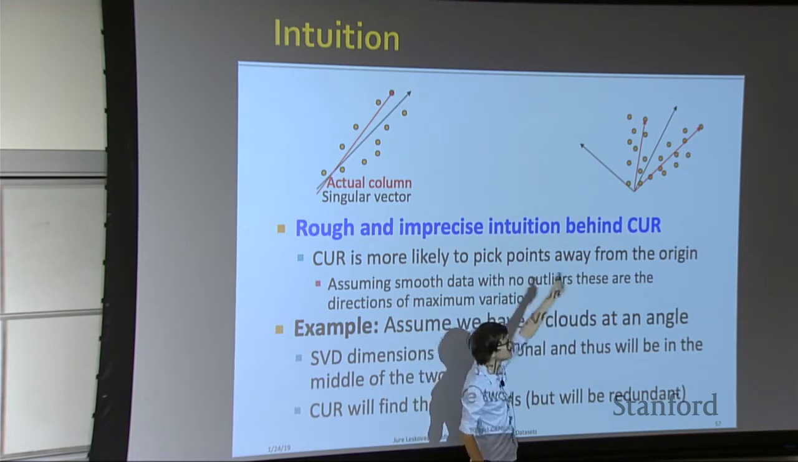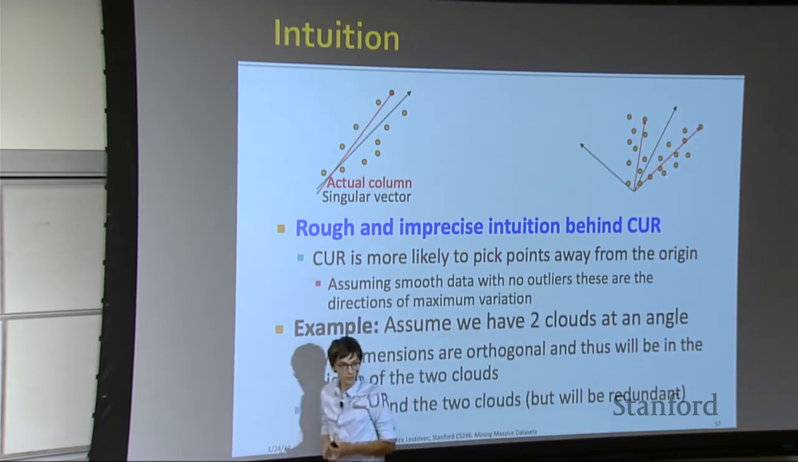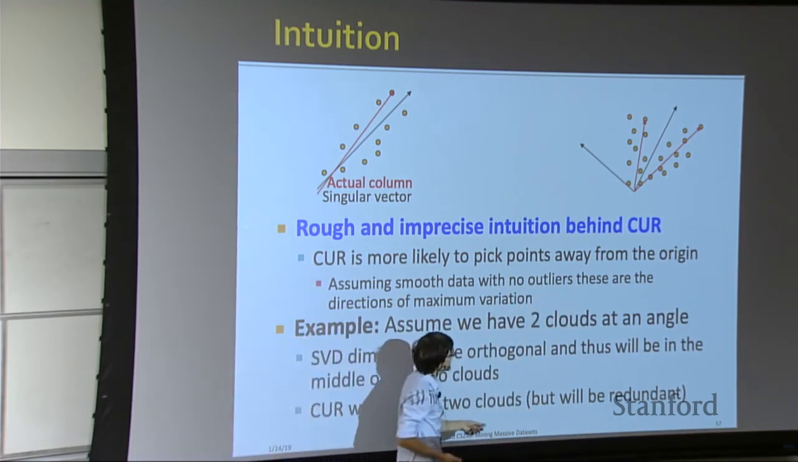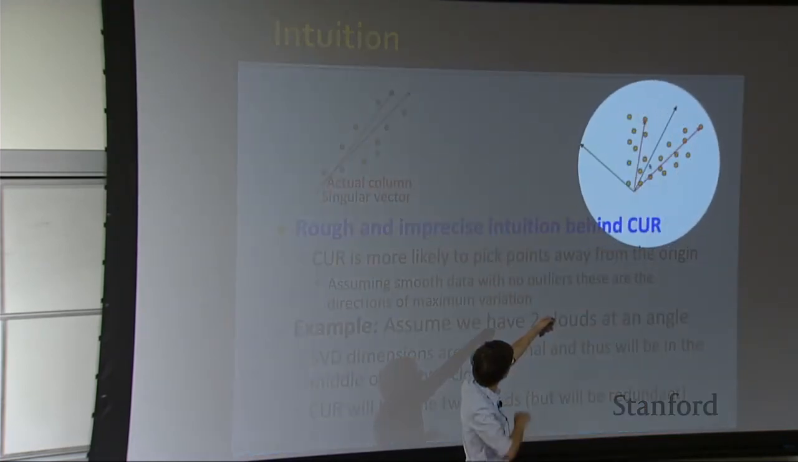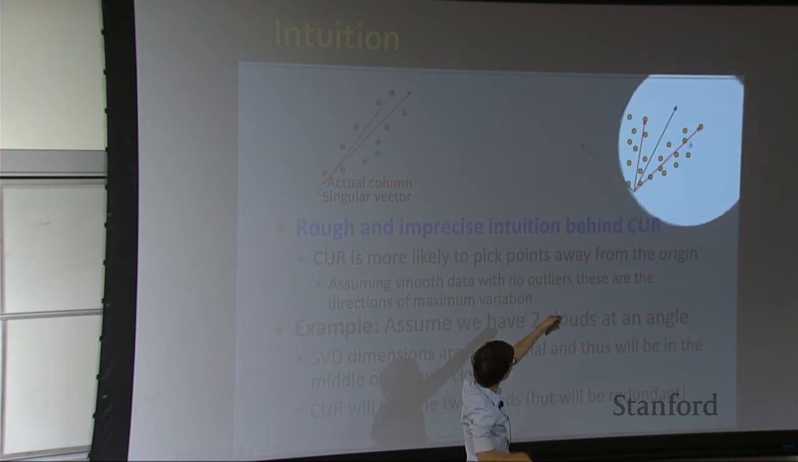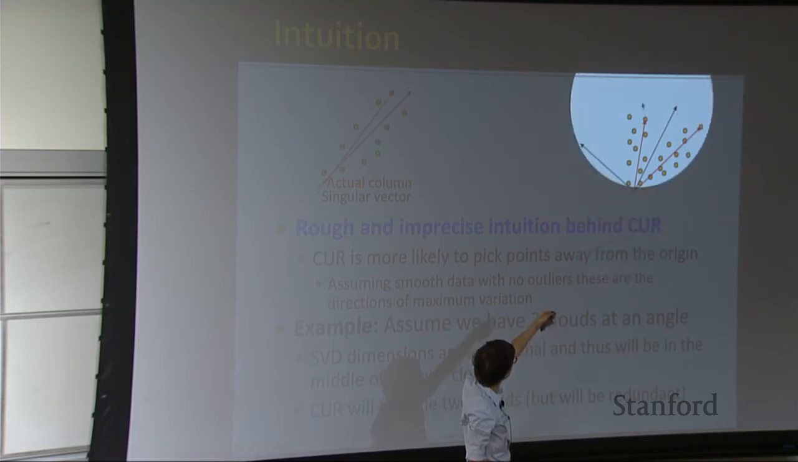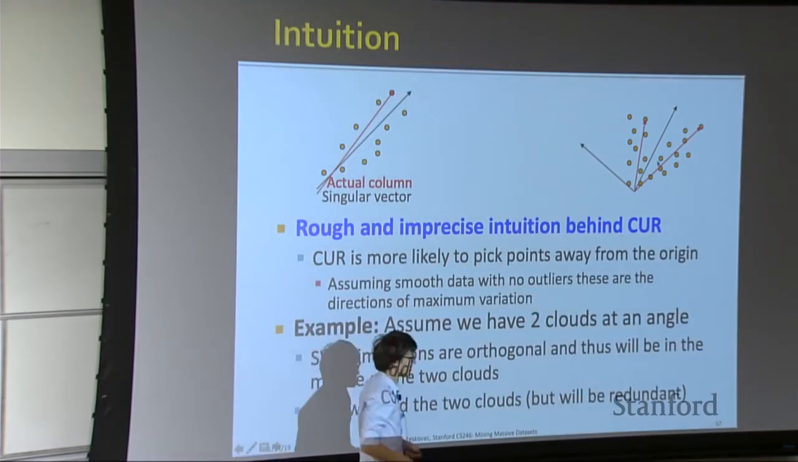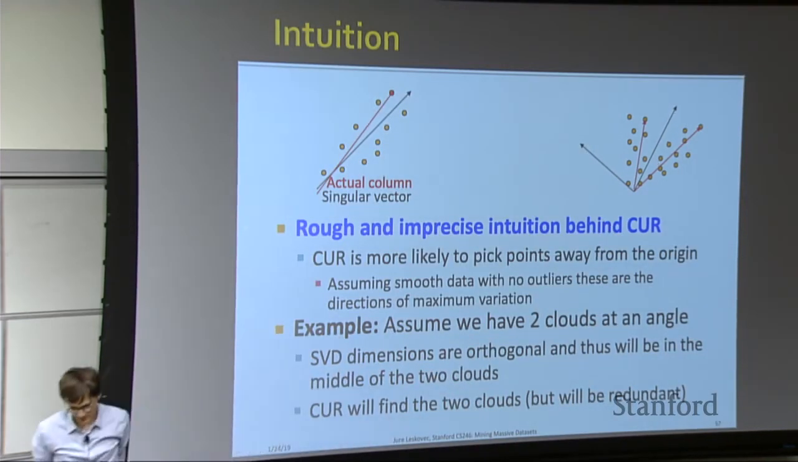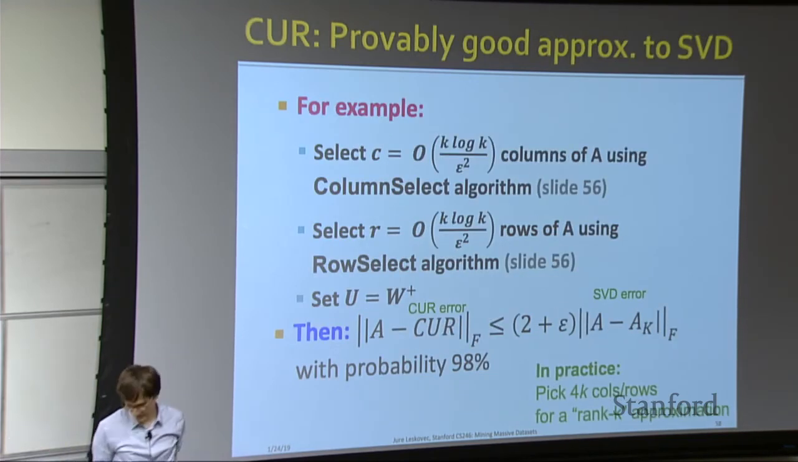So it will point into this useless direction. But if you do CUR, chances are that you will pick something that looks like this, right? So you pick one dimension, and then you pick the other dimension, and they are not orthogonal, but we don't care, right? So that's the difference. So now, what does the math say?